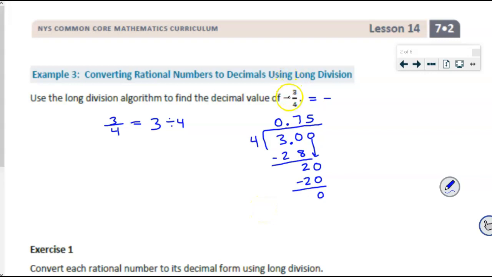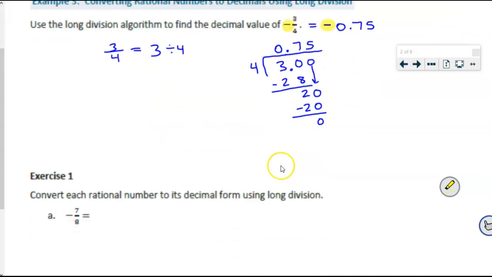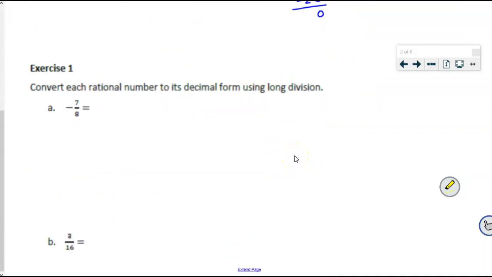So negative 3/4, or the opposite of 3/4, is equal to negative 0.75. Again, don't let that negative bother you. It's there in both versions of that. Your turn. Parts A and B. I want you to convert each rational number to its decimal form using long division.